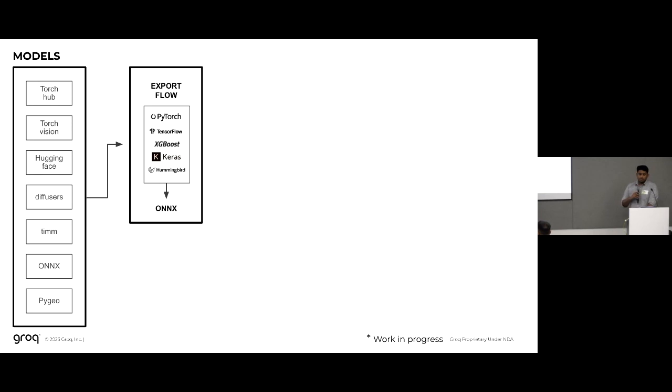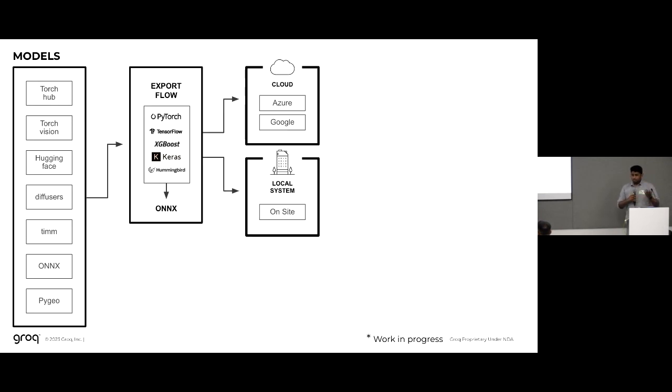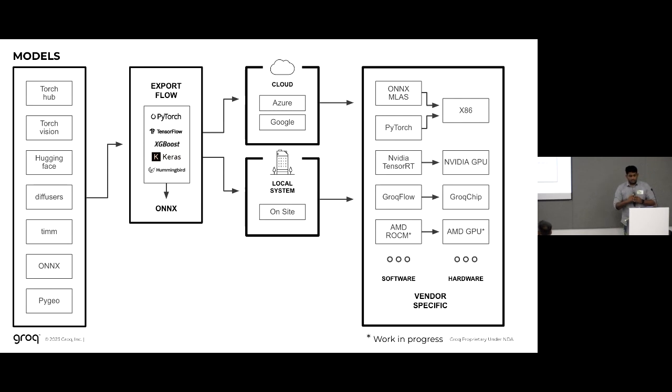And now that you have an ONNX file, which is the common playground for all of these models we have here, you have two options. You could either push them to the cloud. Currently, Azure and GCP are supported, or you could choose to benchmark them on your local system on site. And these are the options that we currently support. You could use ONNX MLAS or PyTorch for benchmarking on x86, and the latest TensorRT containers provided by NVIDIA for the GPUs, GroqFlow for the Groq chip, and AMD ROCm support is a work in progress.